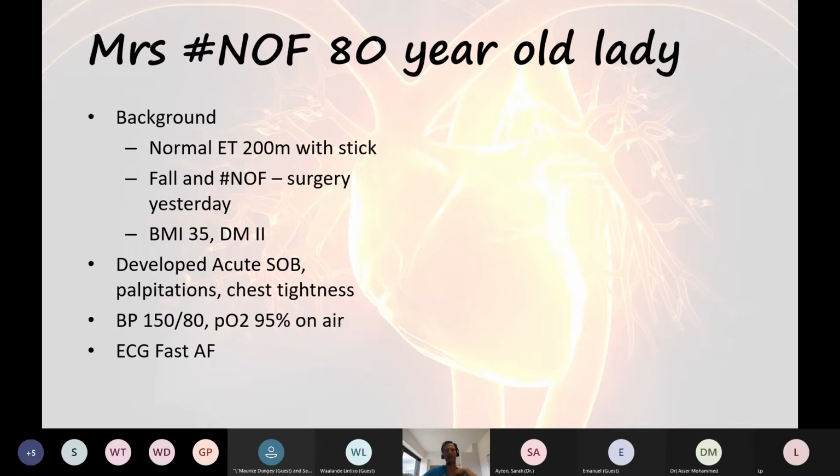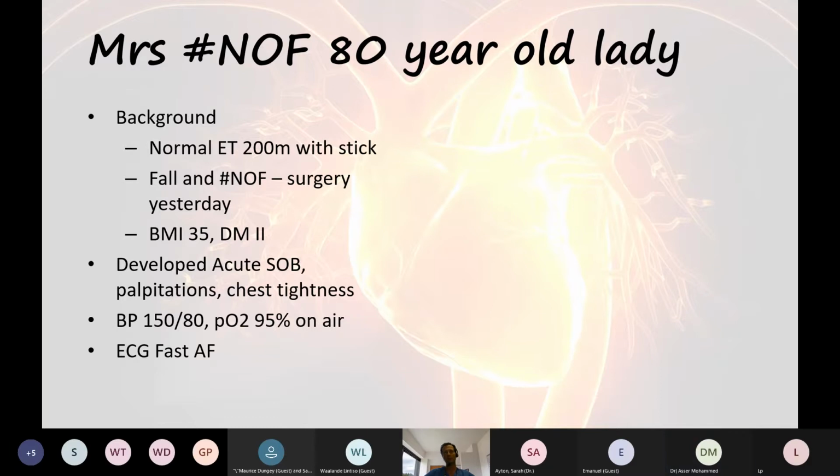You can get an ARDS with it. You can get confusion and cerebral symptoms of agitation, seizures. And you could also get fast atrial fibrillation with it. So absolutely, thank you, Emmanuel. So an embolism we need to think about. Anything else?